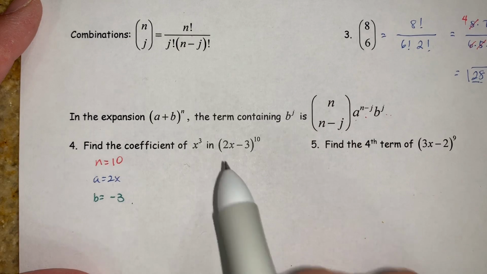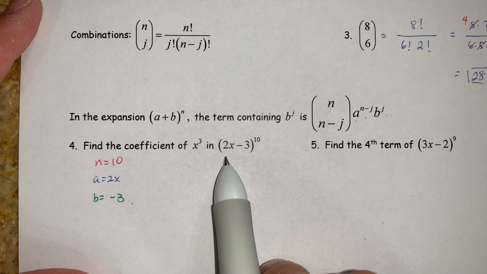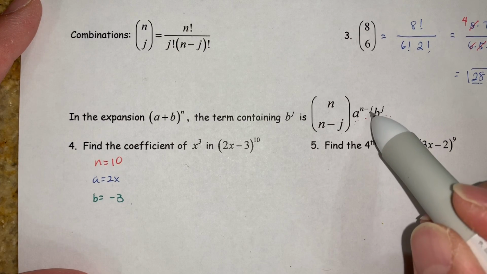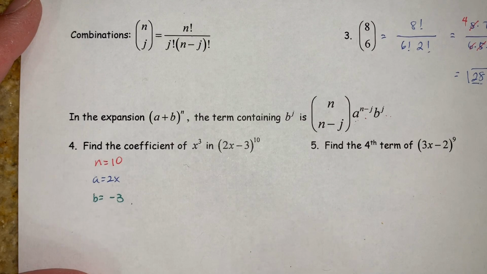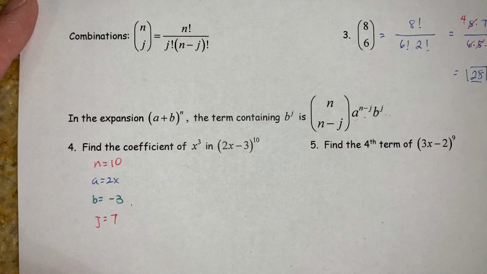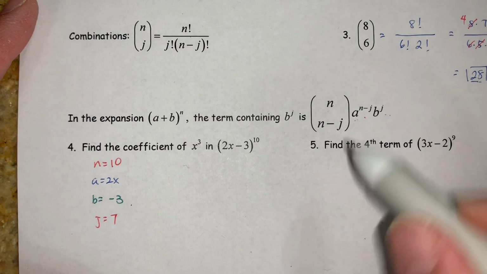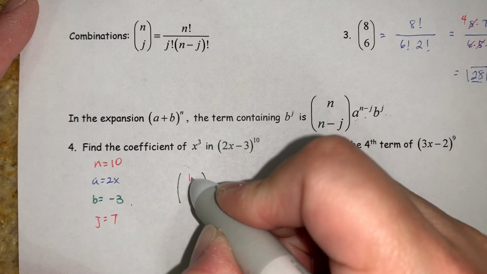So since x is the first term, a corresponds to x. So a needs to be taken to the third power. That means my b needs to be taken to the 7th power. So in this case then, j is 7. All right. Now I have everything. I can put everything into the formula. So formula says n of, n minus j. So n on top.